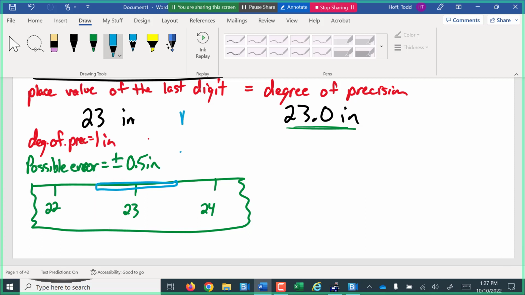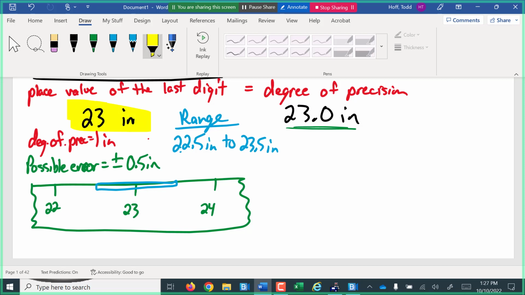Which means that implied range, or that possible range, is from 23 minus half an inch, so that's 22.5 inches, to 23 plus half an inch, 23.5 inches. So when we report that as simply 23 inches, it is saying it's anywhere from 22.5 to 23.5 inches.